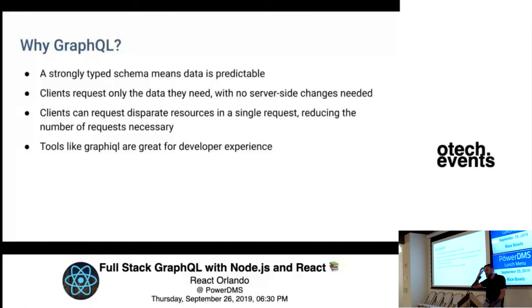Another benefit is that with GraphQL you can request disparate, distinct resources in a single request. So if I want users and books, which don't really have anything to do with each other conceptually and probably wouldn't normally exist at a single endpoint in a REST API, I can ask for both of those things in a GraphQL query because I can execute multiple distinct queries in a single call, basically.